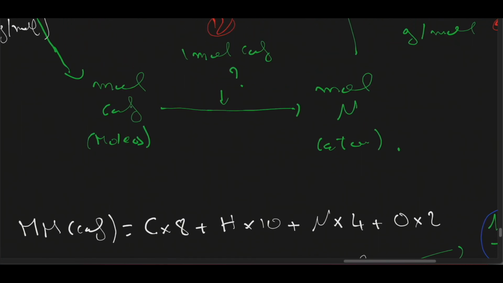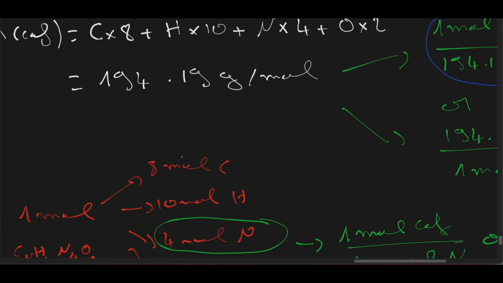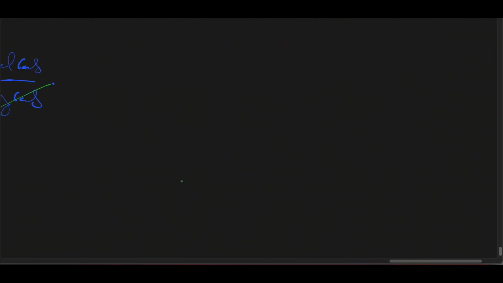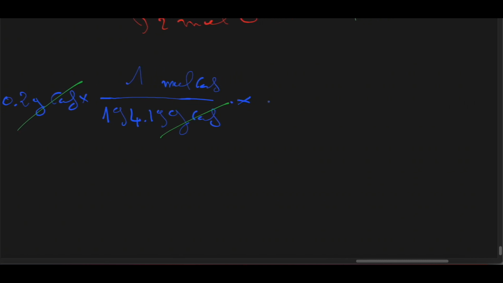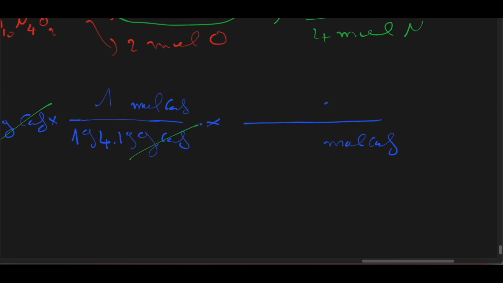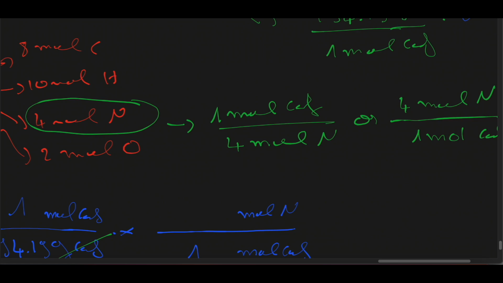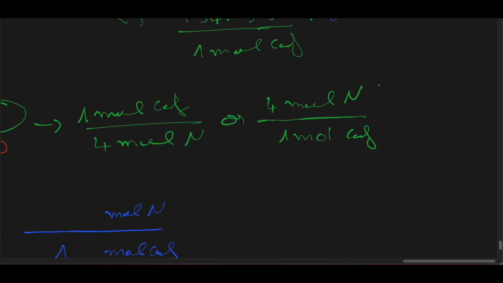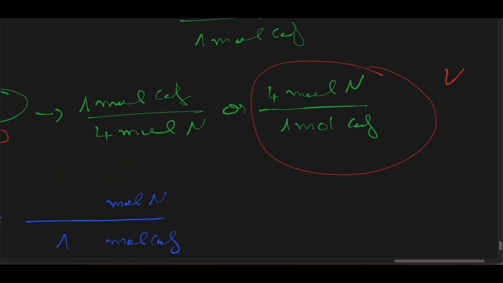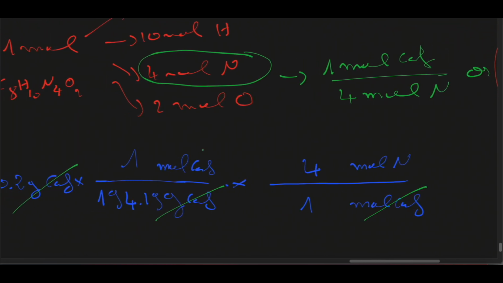Now we have to go from the moles of caffeine to the number of moles of nitrogen using one of these conversion factors. So here we have to multiply by a conversion factor where the mole of caffeine is written on the bottom of this fraction and the moles of nitrogen on the top of this fraction. So for 1 mole of caffeine, we'll use this one. For 1 mole of caffeine, we have 4 moles of nitrogen. So we can cancel mole of caffeine with mole of caffeine.